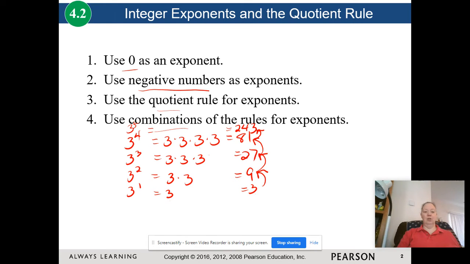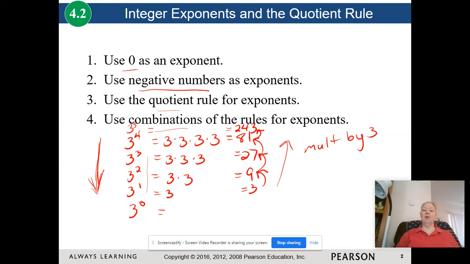Now I want you to notice this pattern right here. So I've got a 5, a 4, a 3, a 2, a 1. If I wanted to go this direction, what would be the next exponent that we would use? Well, 5, 4, 3, 2, 1, the next number is 0. And yes, indeed, the next number in the pattern is 3 to the 0. So instead of going up, this time I'm going down. To go up, I multiplied by 3. If I want to go down, I'm not going to multiply by 3. I'm going to divide by 3.